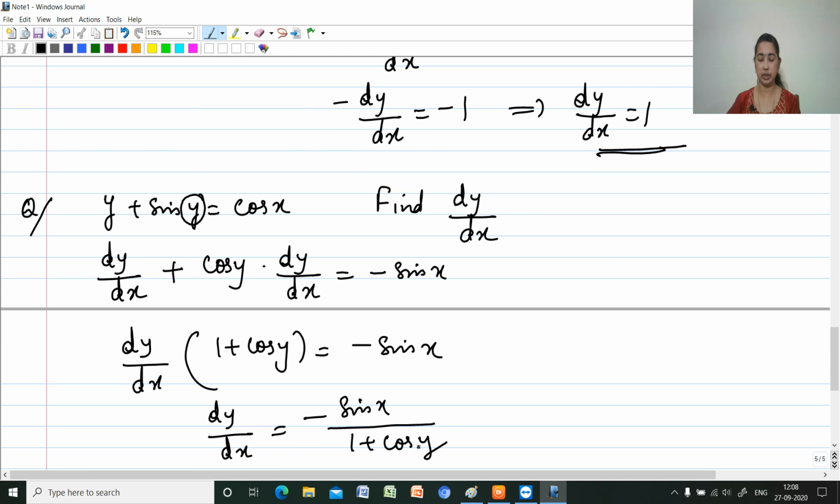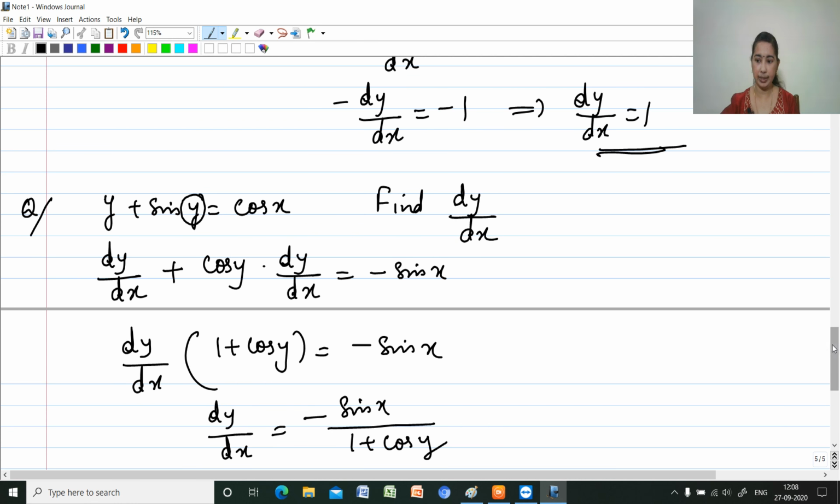And one more condition is that denominator should not be 0. That is, y should not take the value 2n plus 1 into pi. That is, it should not be 0. If denominator is 0, derivative does not exist.